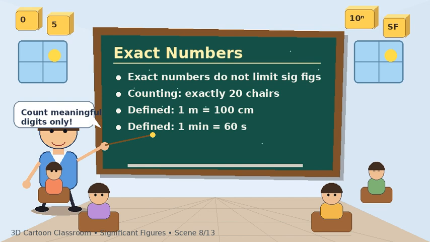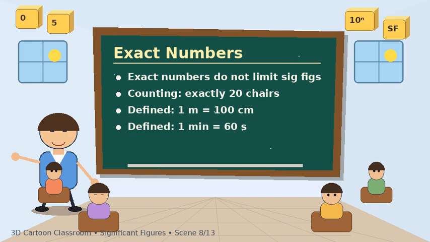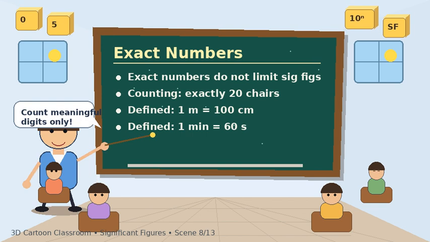Exact numbers are not limited by significant figures. An exact number may arise from counting, or from a defined conversion. If a classroom contains exactly 20 chairs, that number is exact. Also, 1 meter equals 100 centimeters, and 1 minute equals 60 seconds are defined conversions.